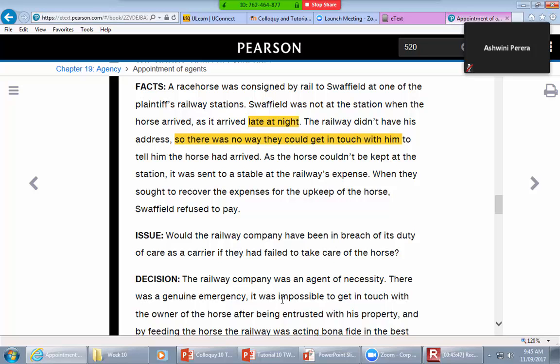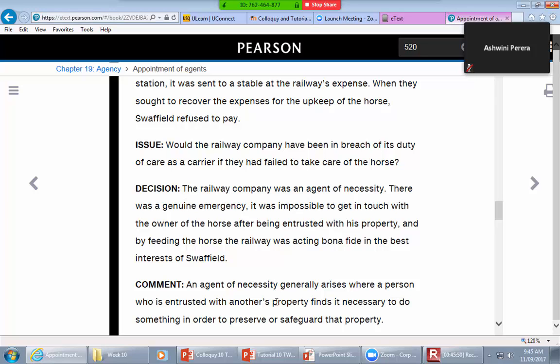So, was that necessary? The issue, and remember, this is all preparation for your Part B exam questions. You always need to remember to come up with the legal issue. So, would the railway company, and note how the legal issue is always weaved into the facts, the railway company came from the facts, would the railway company have been in breach of its duty of care as a carrier if they had failed to take care of the horse? Which is not a very good issue at all. This is not a very good way of formulating the issue here. Can someone else come up with a better way of formulating the issue here?